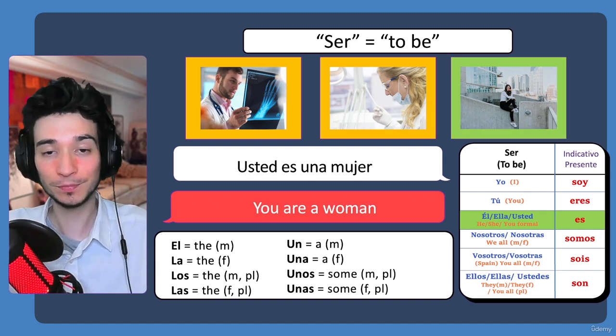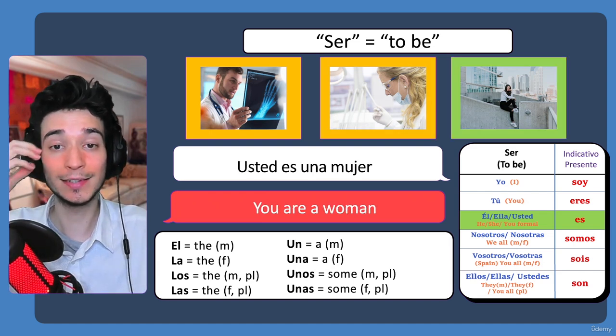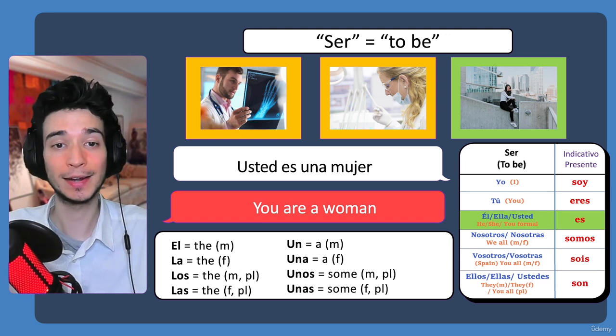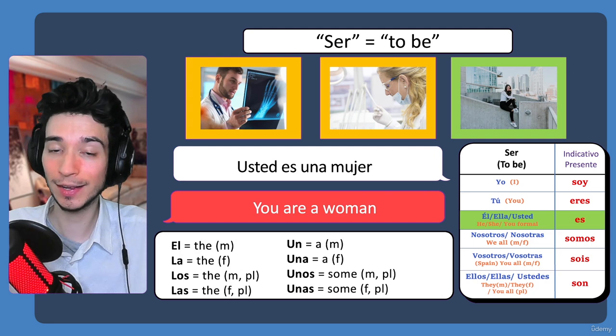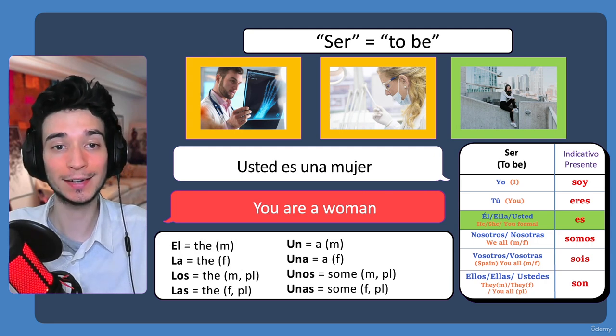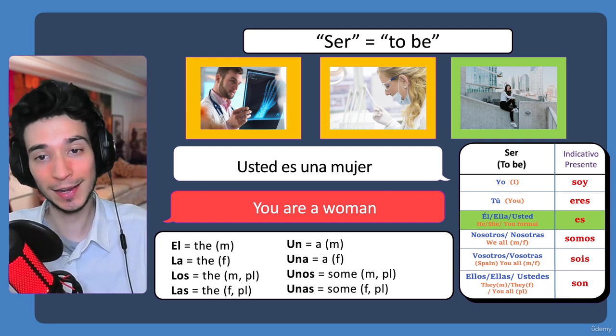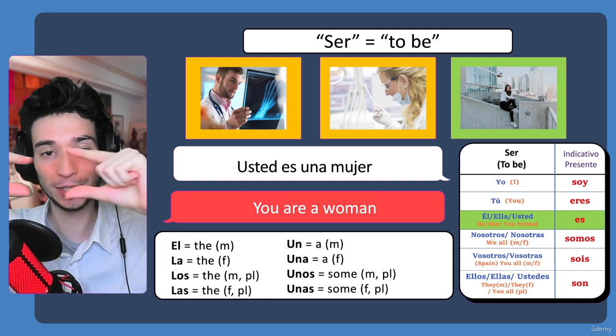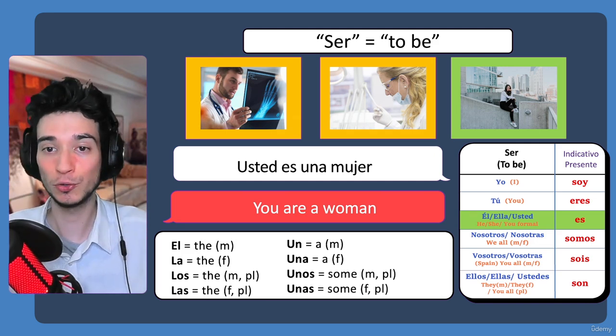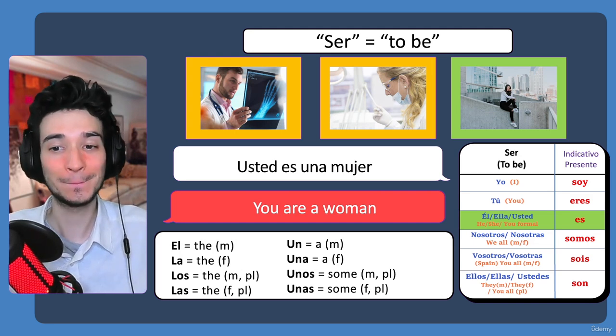And the next one. Usted es una mujer. You are a woman. Usted es una mujer. So simple, usted es, you are. So all of these three, él, ella, usted, are in the same category for the same conjugation. Es, él es, ella es, usted es.